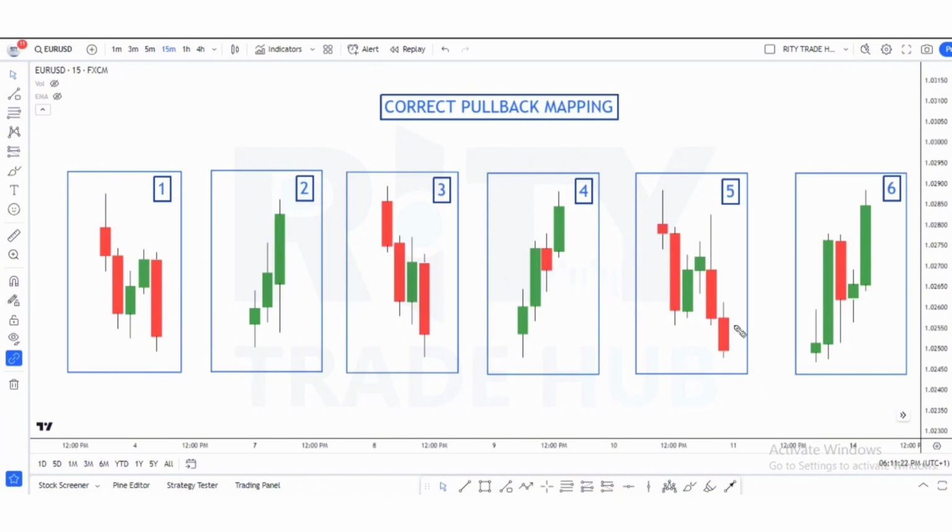But right here, guys, as you can see, after price sweeps this high, right, then we have a valid pullback like this. So guys, this is correct. Now let's take a look at the next scenario, right, before we head to the chart.